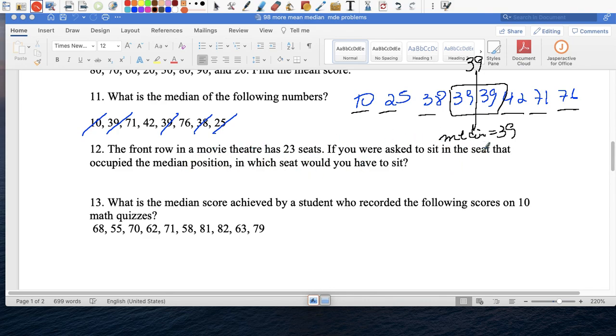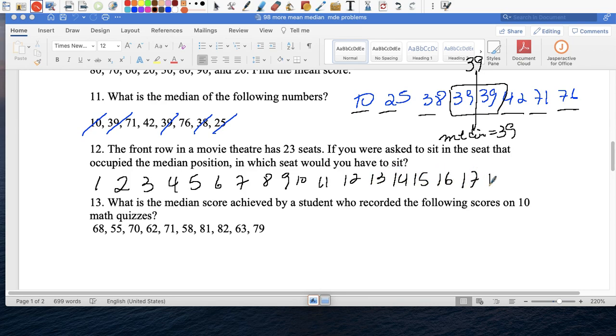The front row in the movie theater has 23 seats. If you were asked to sit in the seat that occupied the median position, in which seat would you have to sit? So, again, imagine 23 seats numbered. Seat 1, seat 2, seat 3, 4, 5, 6, 7, 8, 9, 10, 11, 12, 13, 14, 15, 16, 17, 18, 19, 20, 21, 22, 23. Which seat is the middle seat?